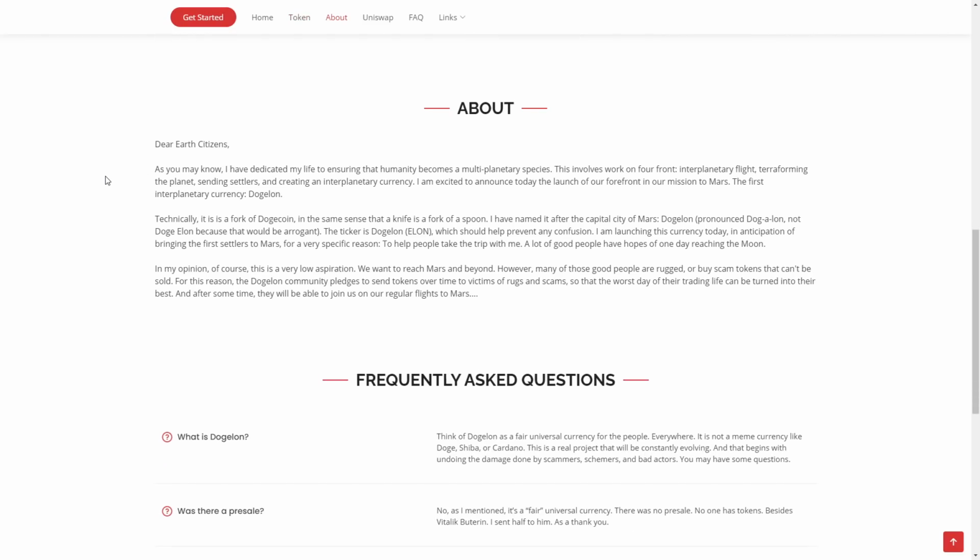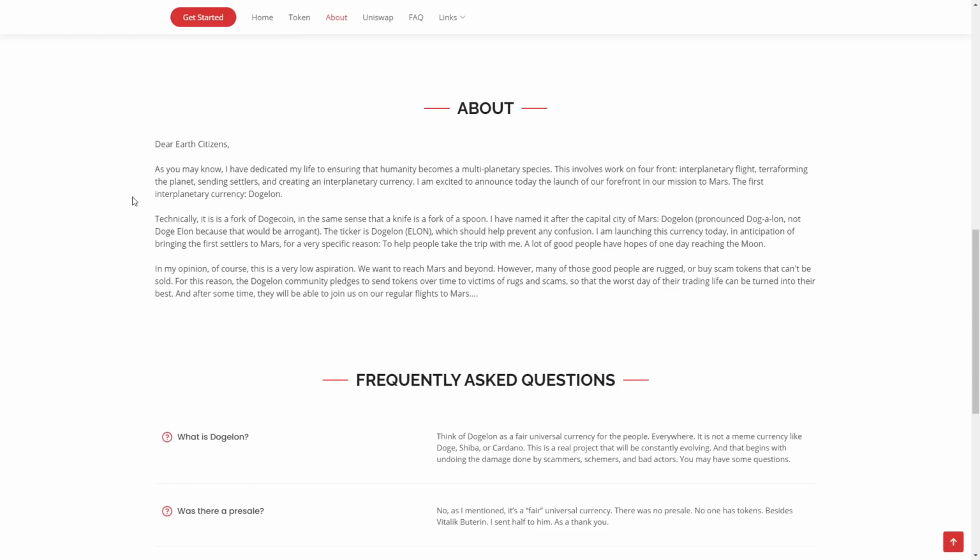"Technically, it is a fork of Dogecoin, in the same sense that a knife is a fork of a spoon. I have named it after the capital city of Mars, Dogelon." I can't pronounce it right because I don't even know how to pronounce it, but I'm just going to call it Dogelon. Oh no, I'm sorry, I'm not trying to be arrogant. I just don't know how to pronounce it. "The ticker is Dogelon, which should help prevent any confusion."